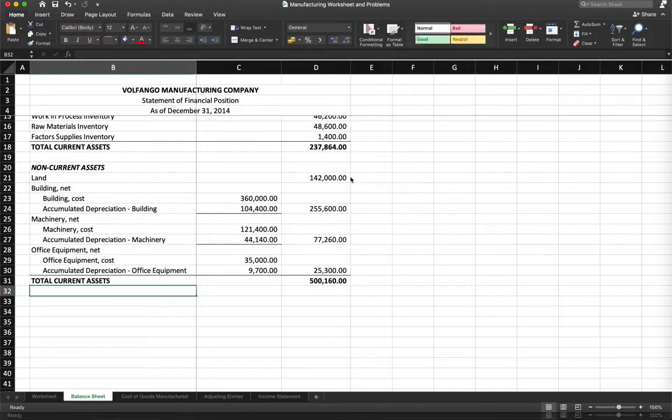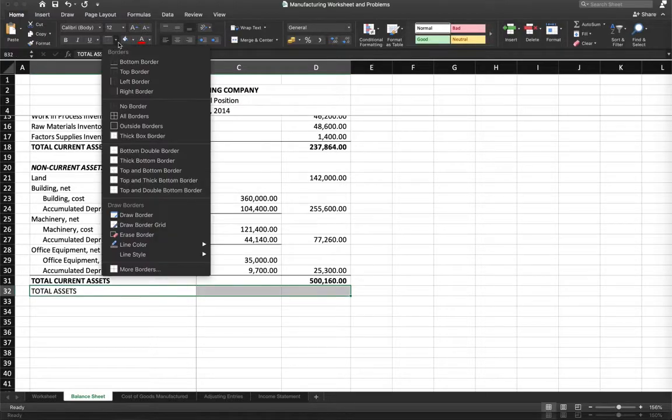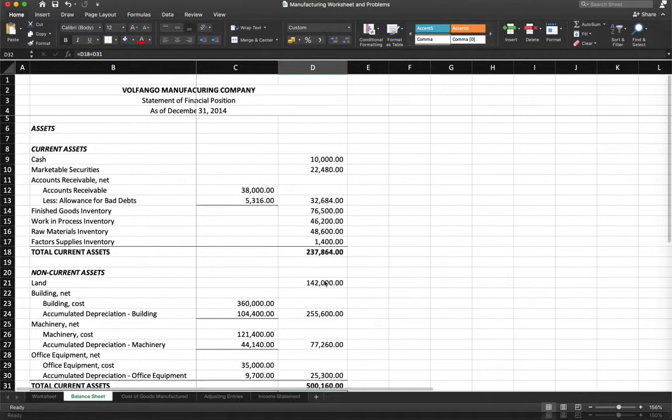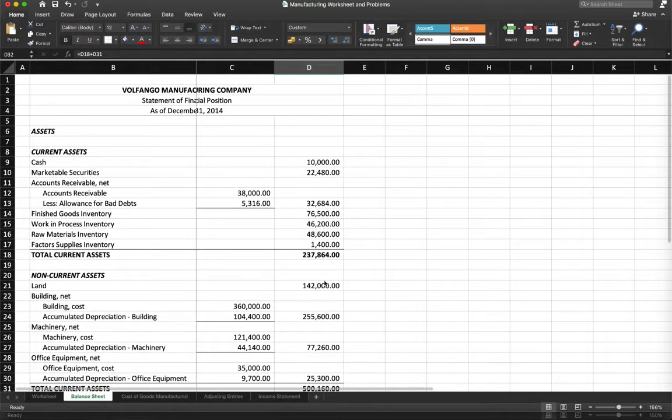How much is the total assets? Total assets would be current assets plus non-current assets, 738,024. Okay? It's your assets.